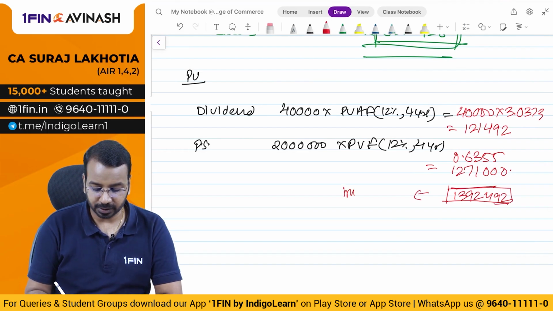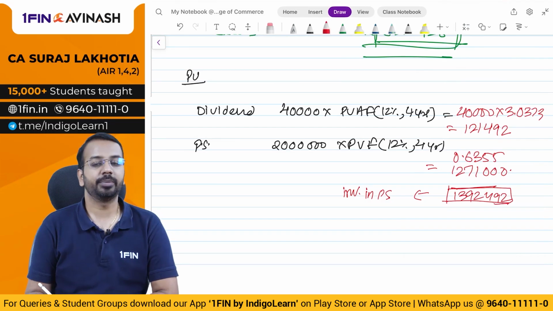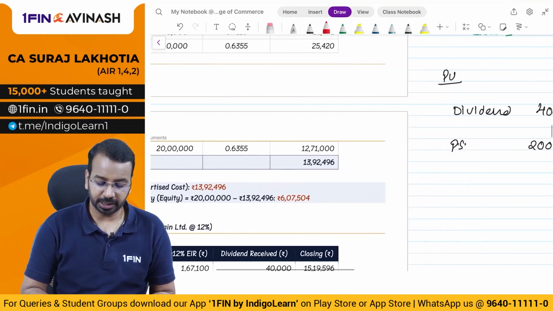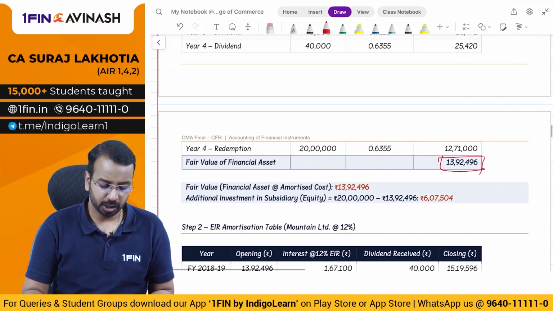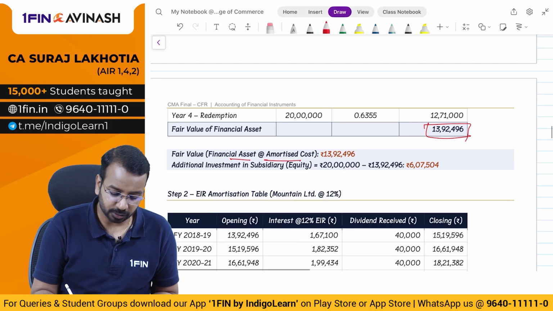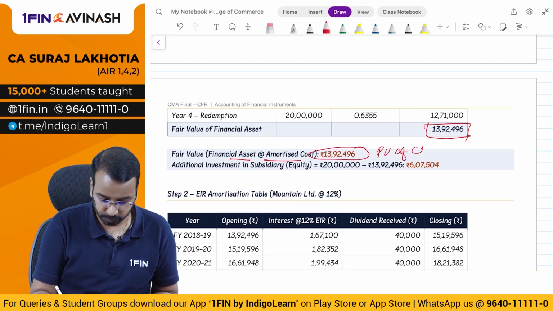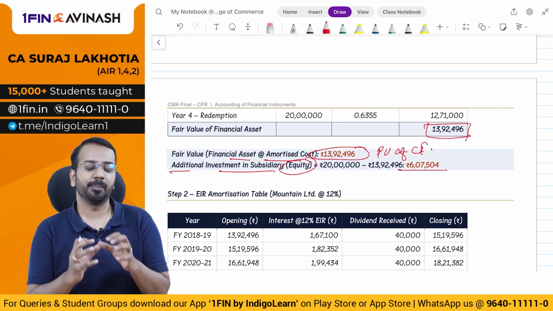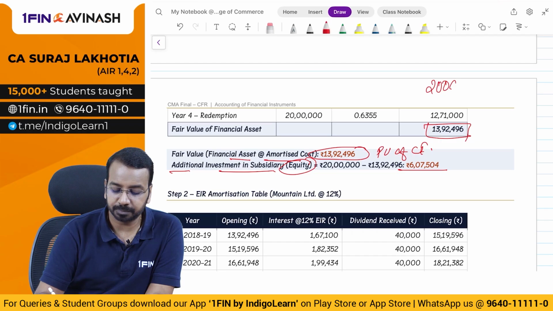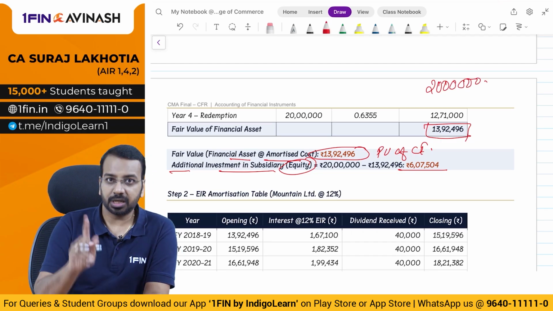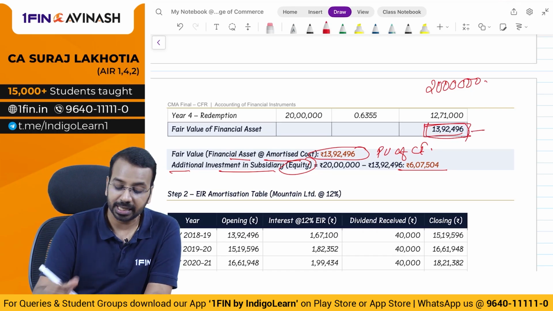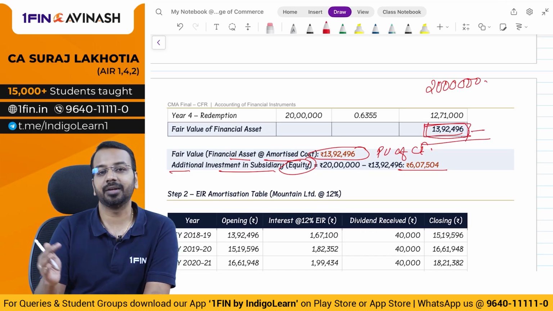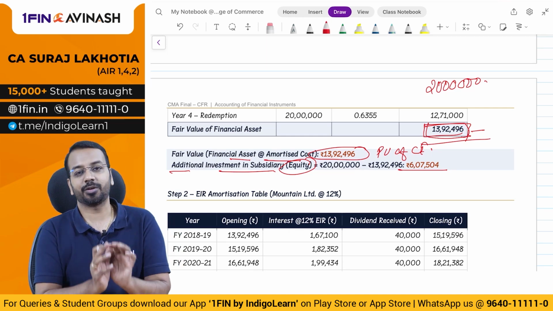This will be your investment in preference shares, and balance amount will be investment in equity. Okay. So here we got 492, there we got 496, that's just because of rounding differences. Alright. So the financial asset at amortized cost will be present value of cash flows, and additional investment in subsidiary equity is 6,07,000. Now how do we interpret this? See, the parent has given a total amount of 20 lakhs. If I want to earn 12% for the given stream of cash flows, I will give only 13,92,000. So this part represents my investment in preference shares. The extra amount that is paid is basically investment in equity or equity contribution from parent to subsidiary.